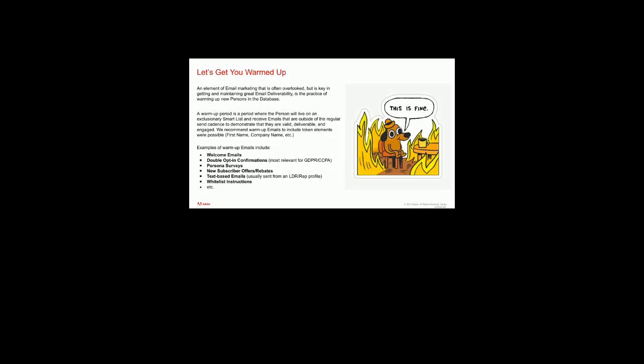Now, these are just ideas. If there's a situation that applies specific to your company, I definitely recommend digging into it. But examples of warm-up emails could include a welcome series or welcome emails, double opt-in confirmations. That's going to be the most relevant for GDPR and CCPA from a compliance standpoint. But just to call this out, I think double opt-in confirmations work really well for a lot of reasons. And while it's something that you have to set up for Marketo Engage, it's not an out-the-box feature, I do think that when you implement double opt-in confirmations for all of your marketing, you will see much higher deliverability and much higher engagement because people have to take that additional step to engage.